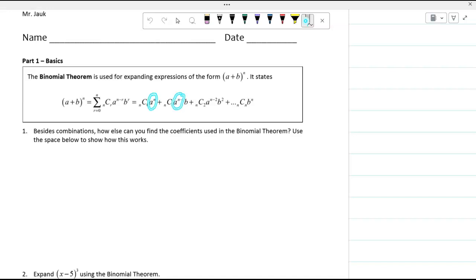nCn becomes 1. nC0 is 1 and nCn is also 1. In Pascal's triangle, when you draw it, the endpoints are 1. Even nPn will be 1? Yeah, nPn will be 1. So anything n is 1.